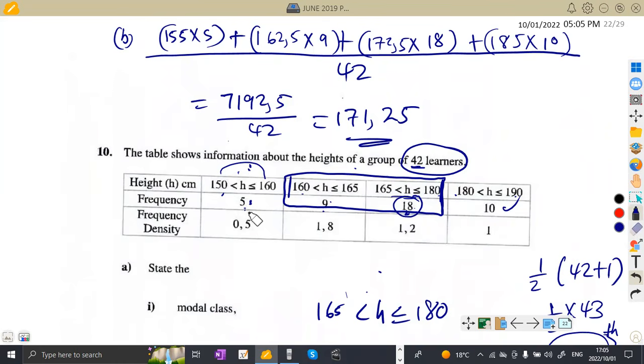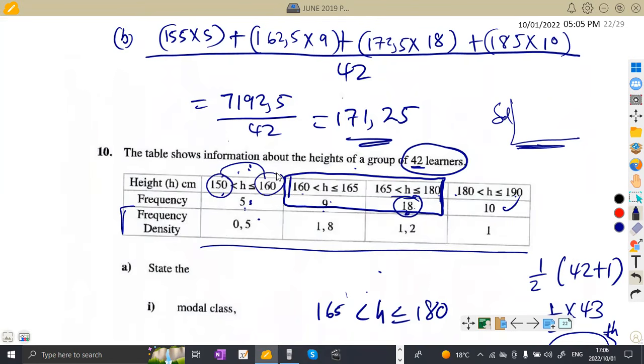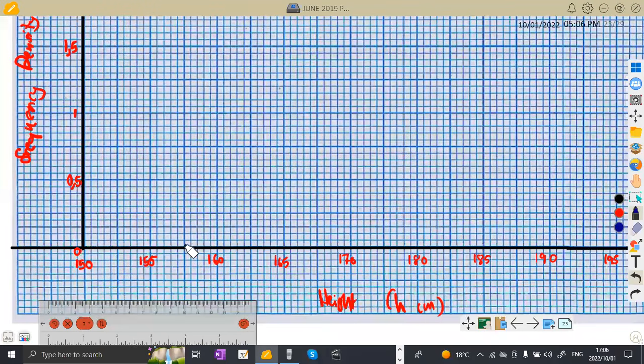You are supposed to draw a histogram. So for you to draw a histogram, we actually need the frequency density versus the classes that you're going to have. So already, that's why you see for the frequency densities, they're already calculated for us. Okay, so the first class is 150 to 160 versus 0.5 using frequency density. Take note. So 150 to 160 here versus 0.5. This is your 0.5 here.